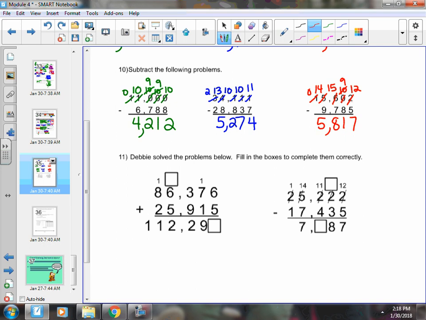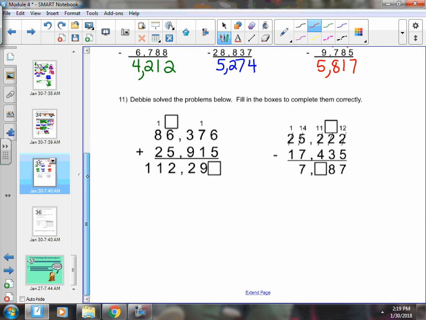There we go. Number 11, most of the work is done. I just need to fill in some of the blanks. So the first one is addition. The second one is subtraction.